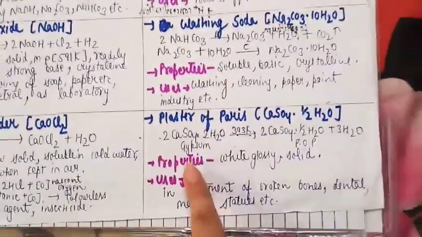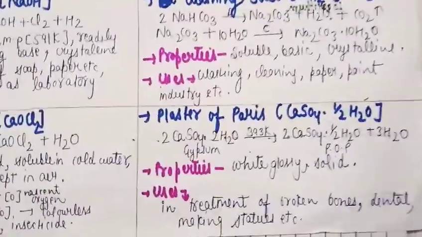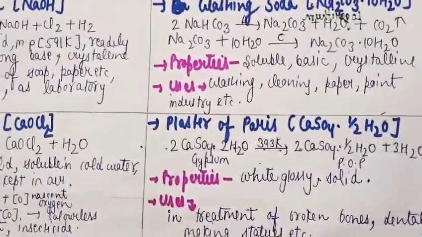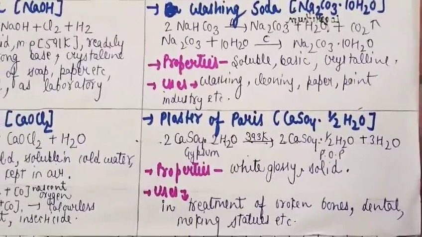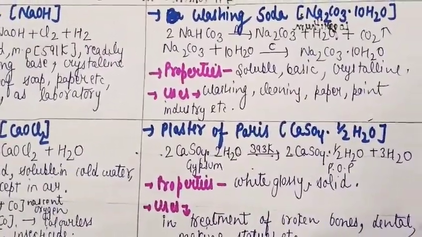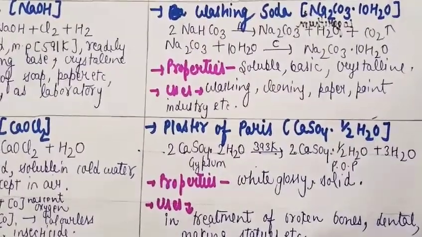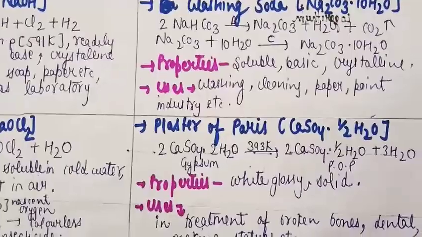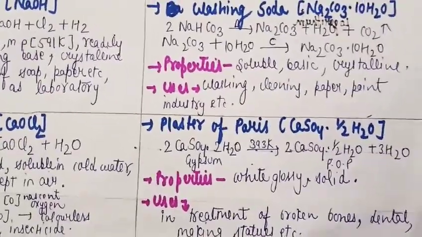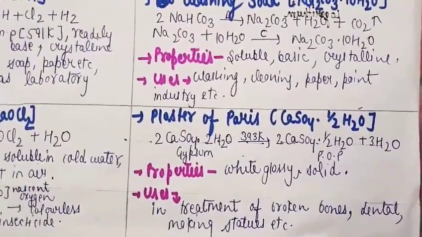Now the last and final topic is the plaster of Paris. Plaster of Paris is a very common material which is used to fix broken bones, in dental work, etc. It is named after Paris, the capital of France. Why is it known as plaster of Paris? Because it was first invented in Paris. It is also known as POP.